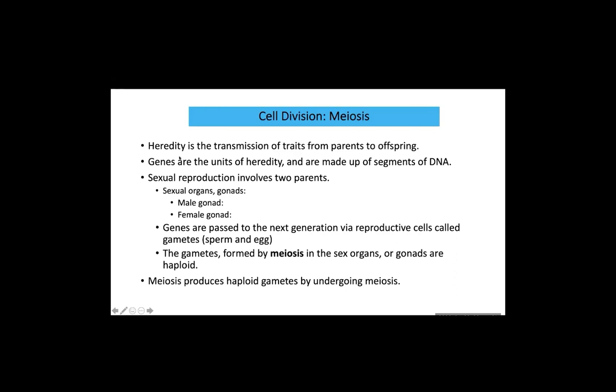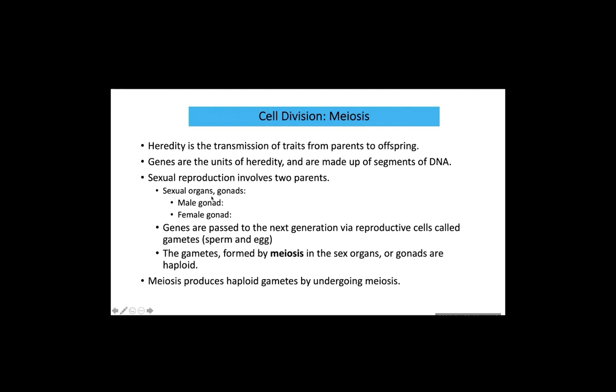Heredity is the transmission of a trait from parents to offspring. So what you can receive from parents is DNA. DNA can be transmitted. That means genes, because genes are made up of a segment of DNA. So you receive half of your DNA from your mother and half from your father. And when you receive DNA from parents, sexual reproduction is involved. So we will study the sexual reproductive organs first.